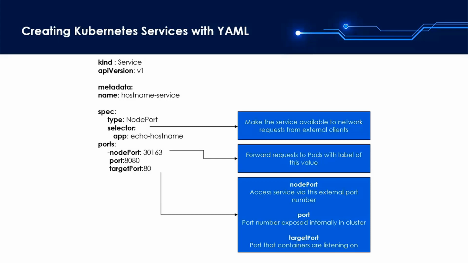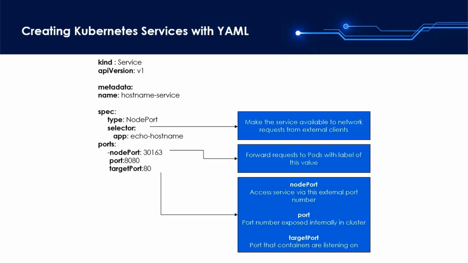Following this, we need to provide the specification. The first specification that we have provided is type, which is node port. This means the current service that gets created will be of type node port. In other words, it makes the service available to the network so that requests from external clients can be served. Next, we have app: echo-hostname, which is a selector that can be used in other configuration objects.